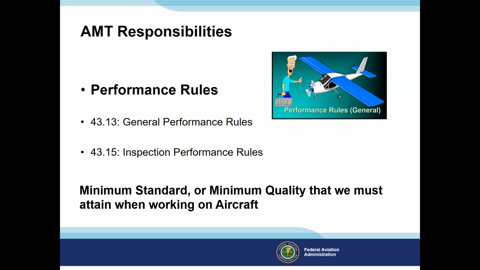Aviation maintenance technicians are responsible for the related parts, which can be found in the performance rules. What's a performance rule? These are the rules that tell us the minimum standards or minimum quality that must be attained when working on an aircraft. Performance rules for those authorized to perform maintenance are found in 43.13, 43.15, and 43.16. The rules are still required even though we may not have the parts available to make a good repair.